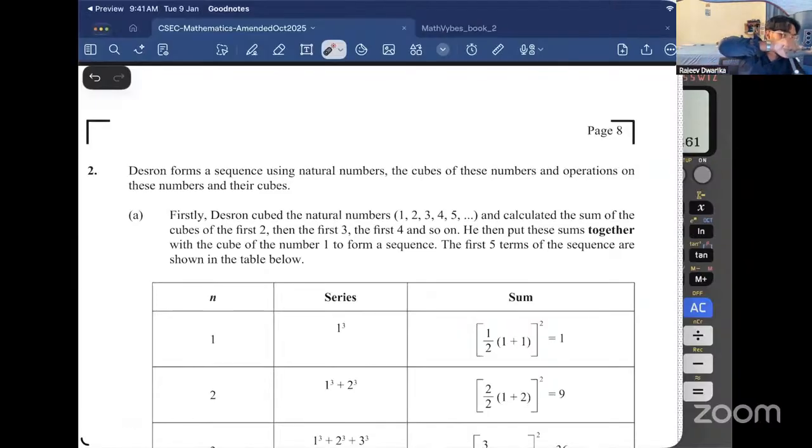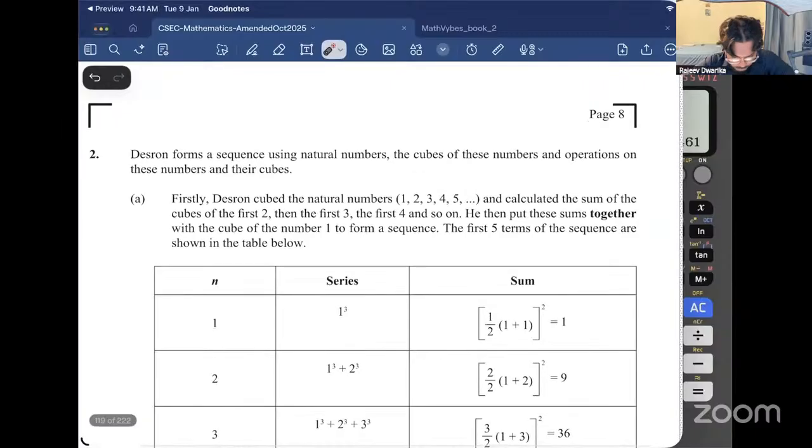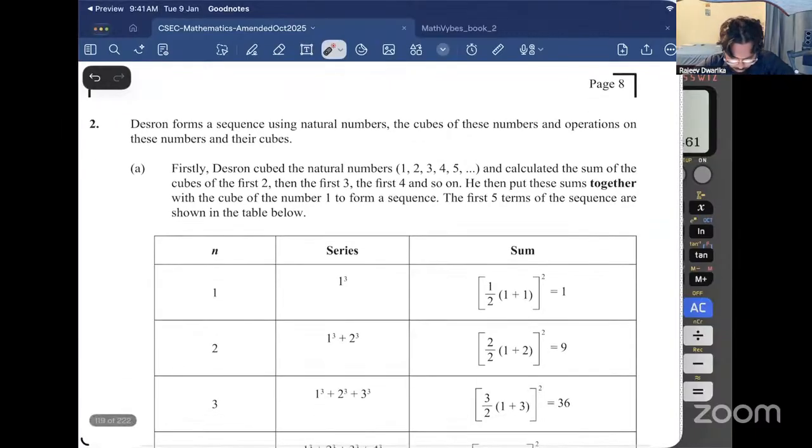Oh gosh, okay. Desron forms a sequence using natural numbers, the cubes of these numbers, and operations on these numbers and their cubes. Firstly, Desron cubed the natural numbers 1, 2, 3, 4, 5 and calculated the sum of the cubes for the first two, then the first three, and the first four, and so on. He then put these sums together with the cube of the number 1 to form a sequence. The first 5 terms of the sequence are shown in the table below.